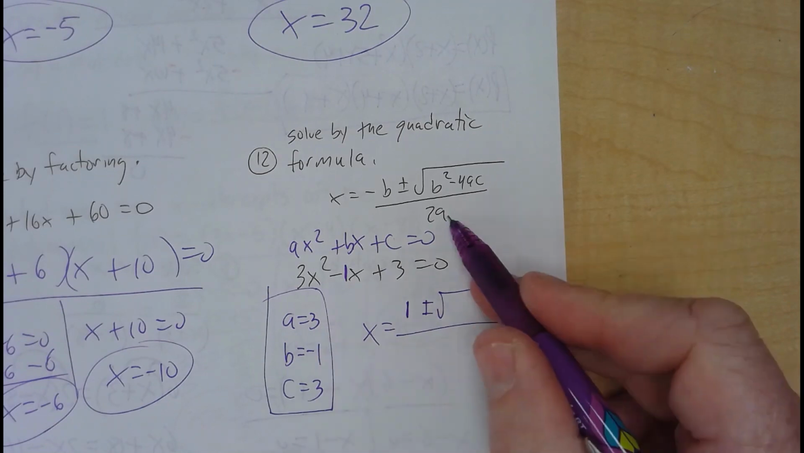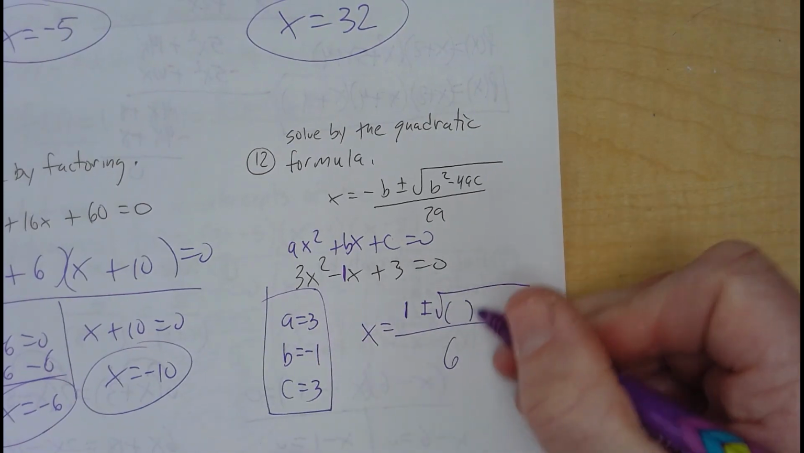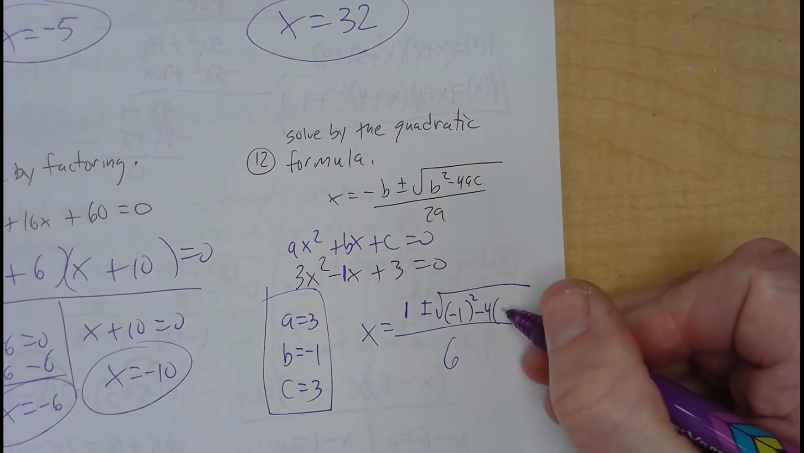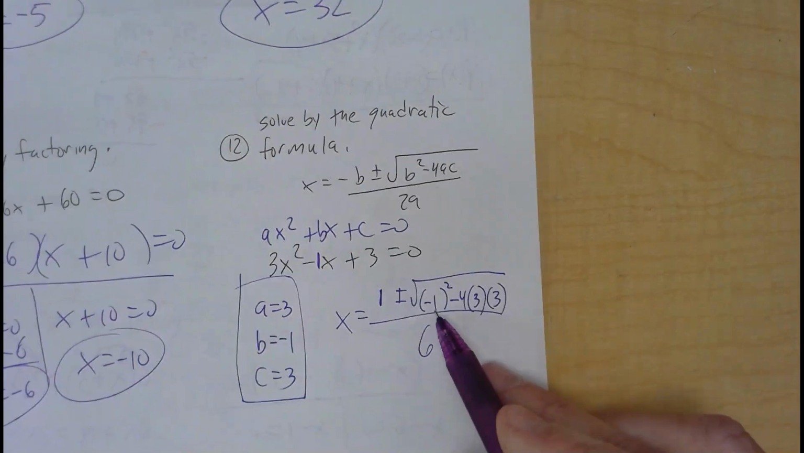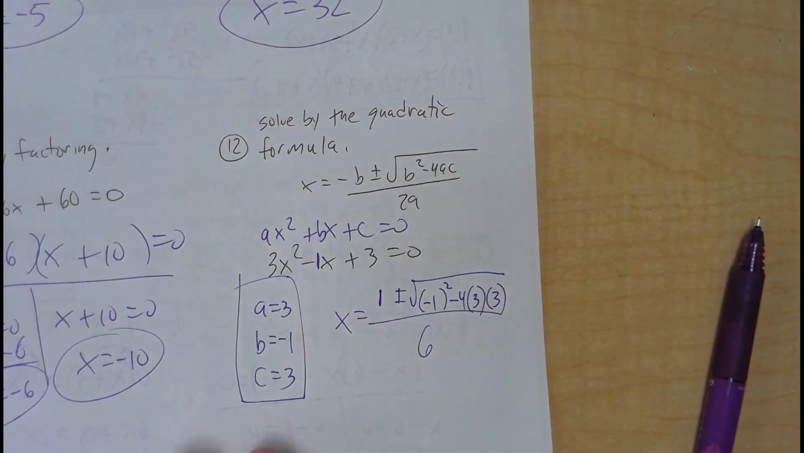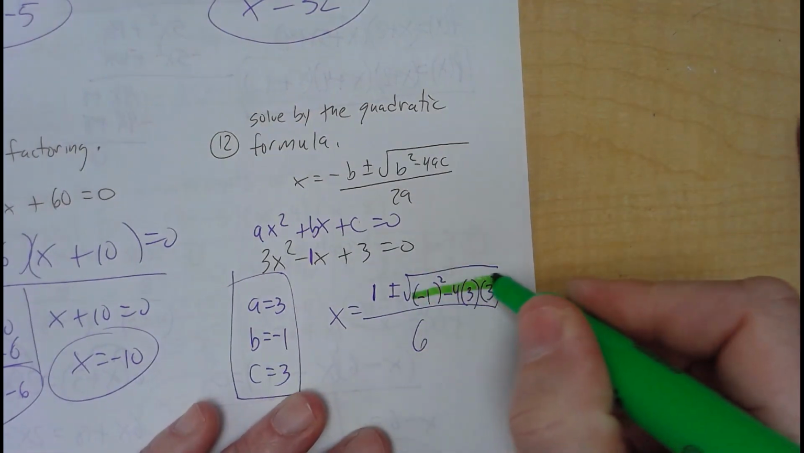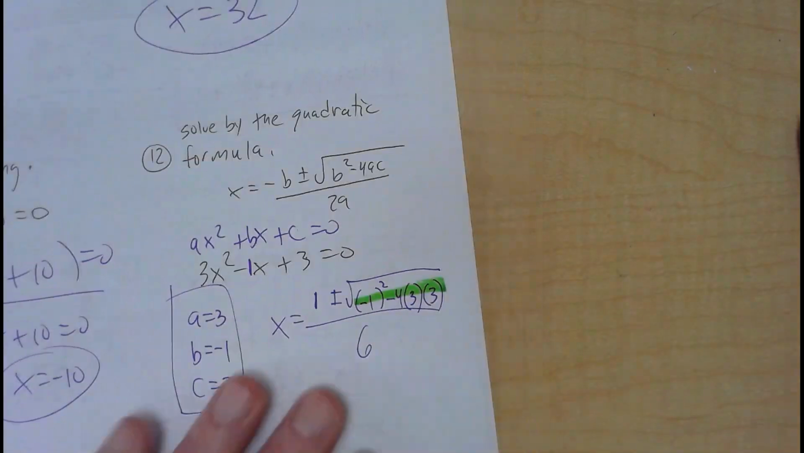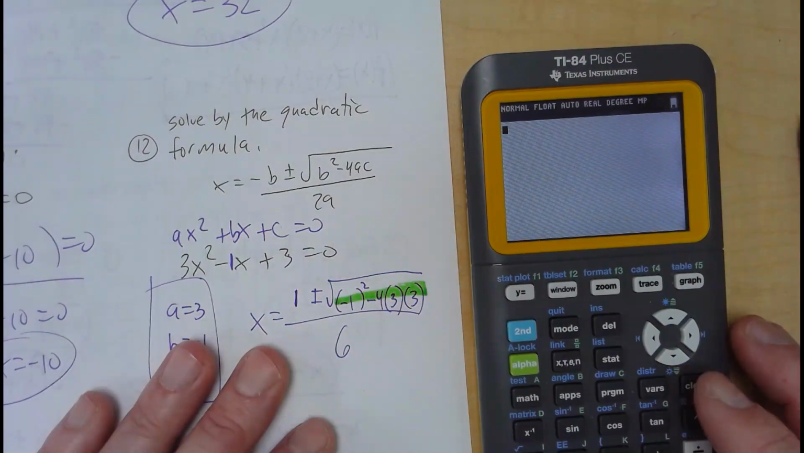Well, 2 times 3, right? 2 times 3 is 6. So then baby parentheses, b squared minus 4 times a, which is 3, times c, which is 3. Now, put it in exactly like this. I always color this green. So we make this green here. And this is what you put in the calculator. Not the square root part, just the part underneath, because it's the square root of b squared minus 4ac.